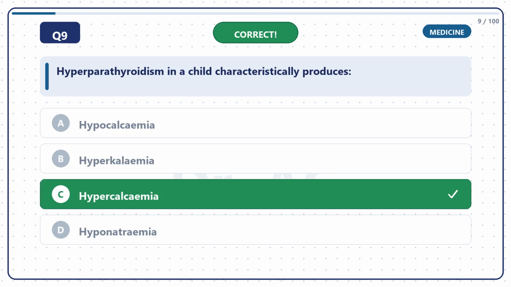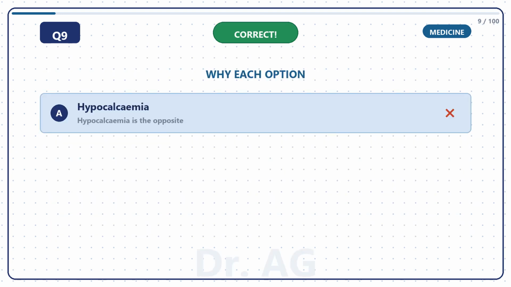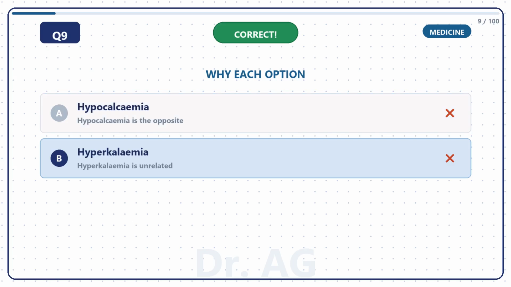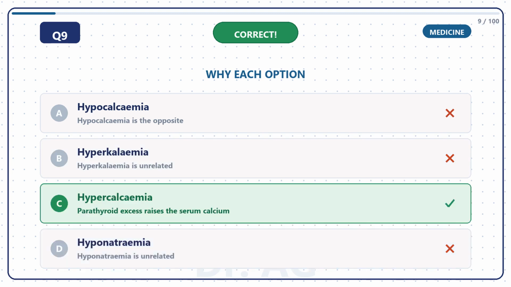The correct answer is option C, hypercalcemia. Let's go through the options. Hypocalcemia. Hypocalcemia is the opposite. Hyperkalemia. Hyperkalemia is unrelated. Hyponatremia. Hyponatremia is unrelated. And the correct answer is hypercalcemia. Parathyroid excess raises the serum calcium. So, the right answer is option C.